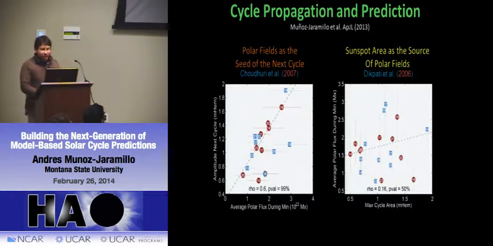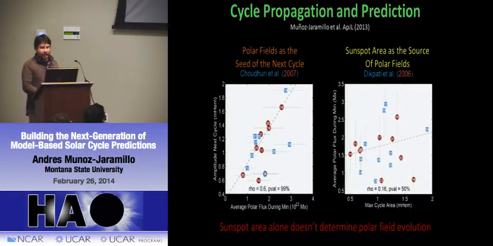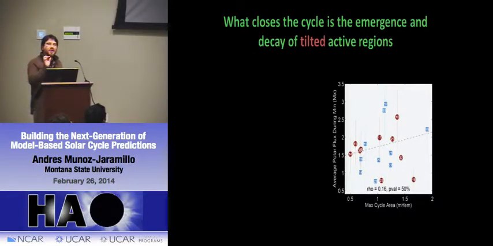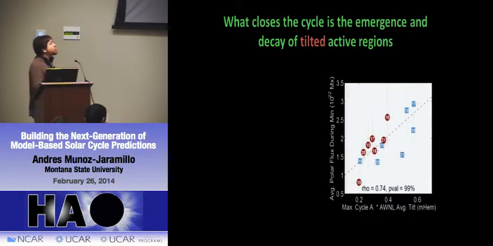And this is because what closes the cycle is tilted active regions. And I think that was one of the things that was missing in this prediction. It's not enough to have information about flux. You also need to have information about tilt. So if I show you now the amplitude of a cycle times the average tilt during that cycle, you recover the correlation between this quantity and the polar flux at minimum.